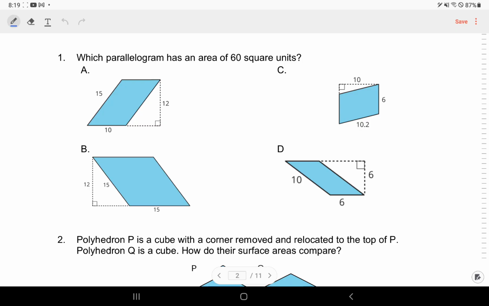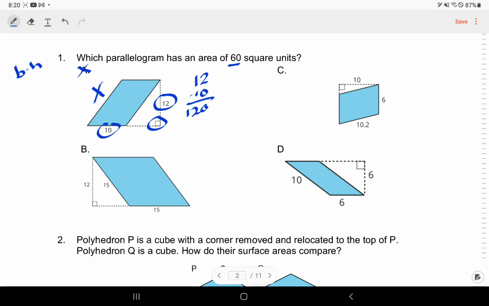So, which parallelogram has an area of 60 square units? So remember, for a parallelogram, we're talking base times height. And so we need to find the right angle. So here's our right angle, so we're going to do that times that. So 12 times 10. Well, 12 times 10 is 120. Well, we want 60. So A is out.